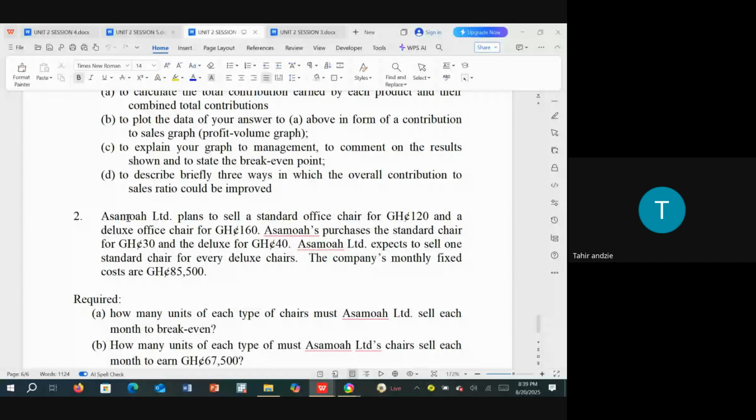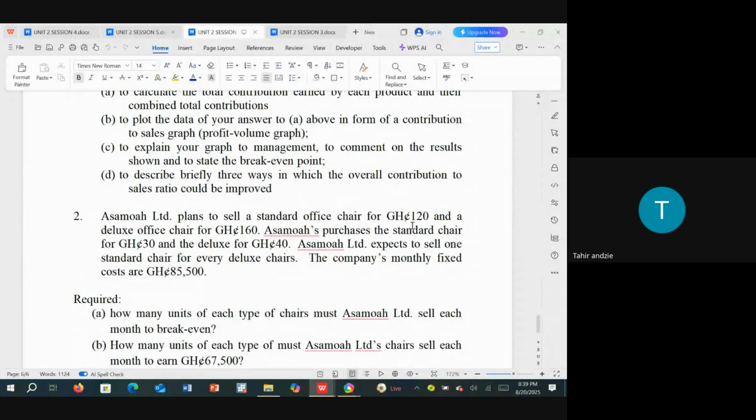Now, Asamoah Limited plans to sell a standard office chair for 12 cedis and a deluxe office chair for 160.